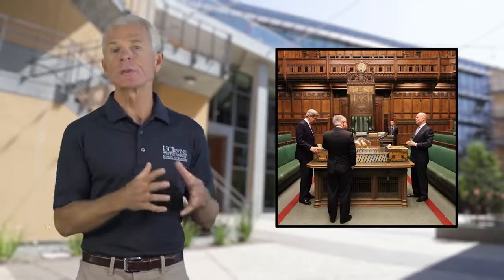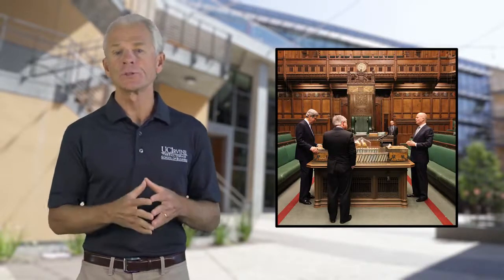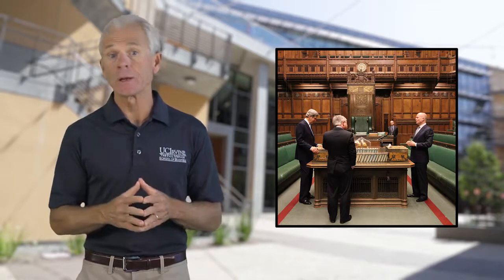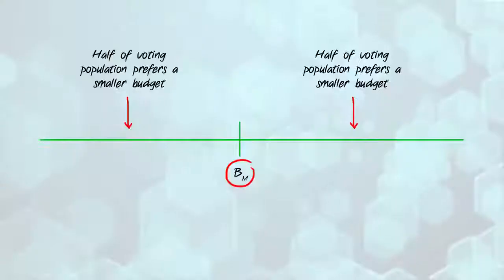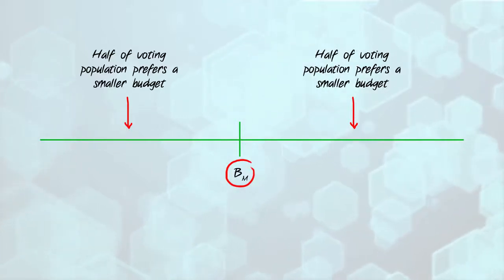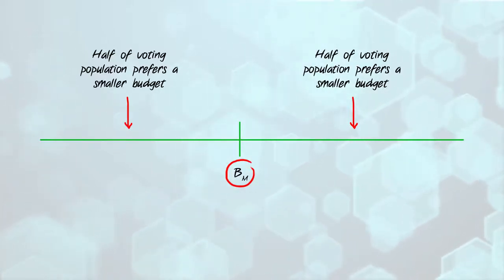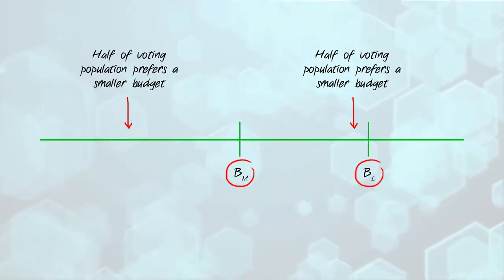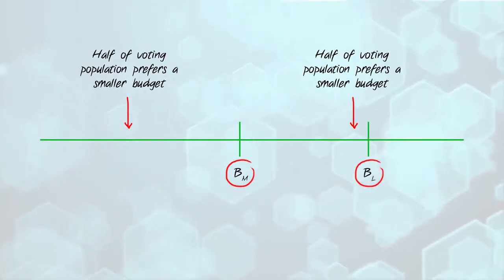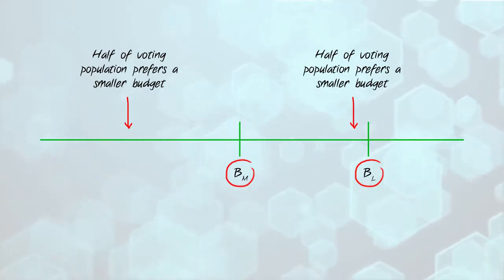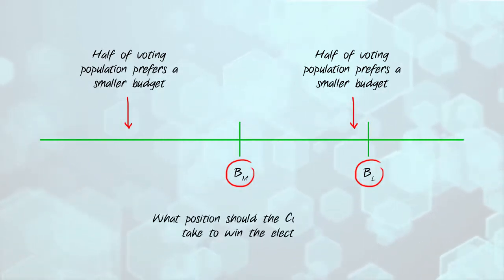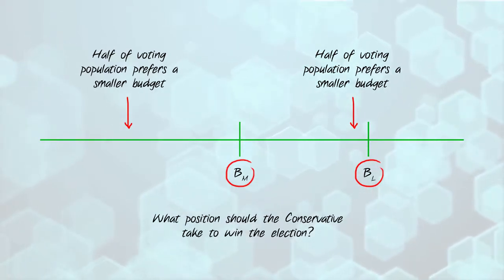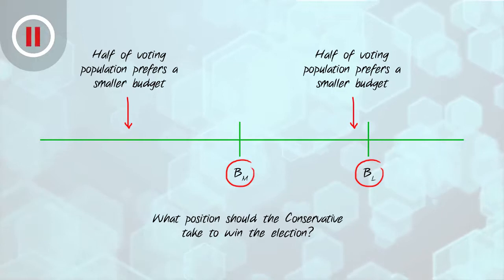Suppose now there are two candidates running for Prime Minister in Great Britain, a Conservative Party candidate and a Labour Party Liberal candidate. And suppose further that the Labour Party candidate initially takes a left-wing position represented by B sub L for a budget that is actually much larger than the median voter's preference. So what is the best position for the Conservative Party candidate to take to win the election? Let's pause now as you frame your answer.